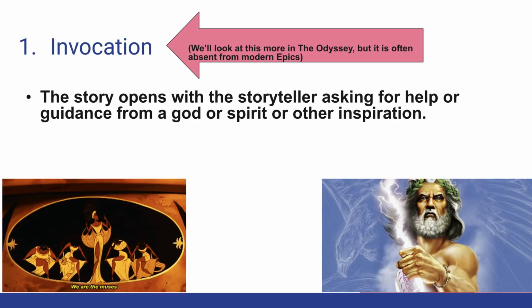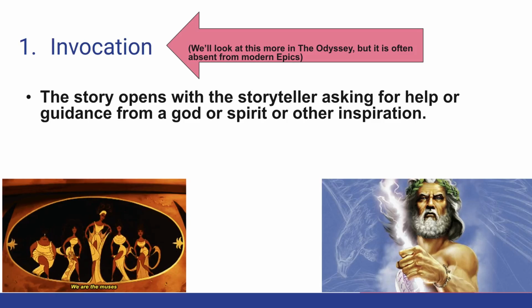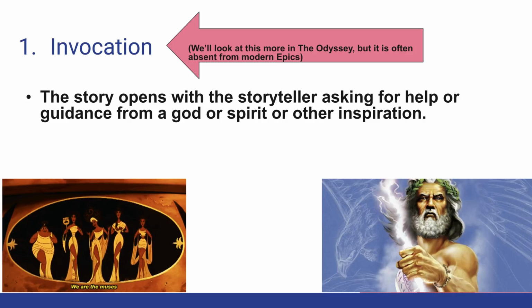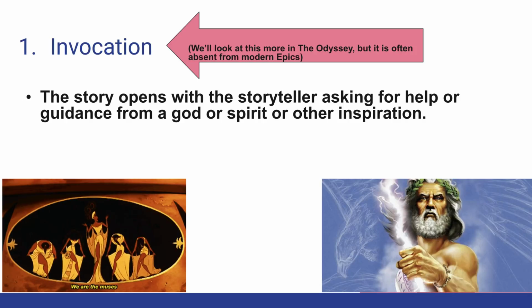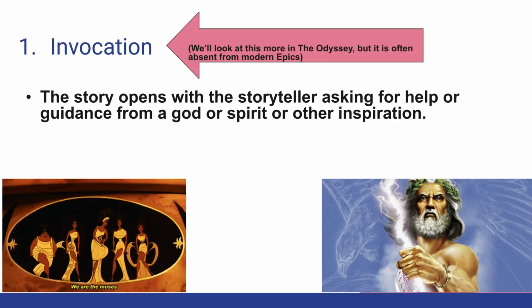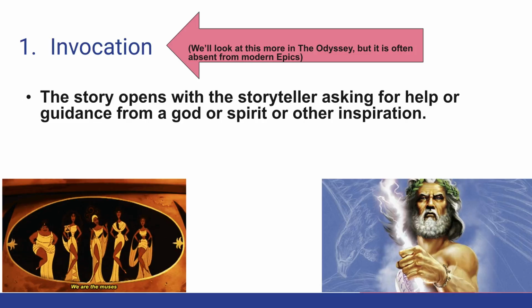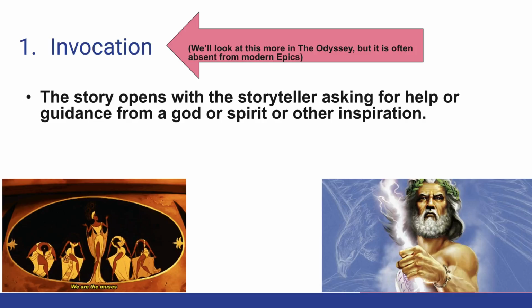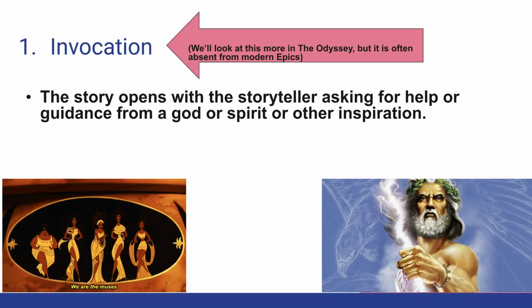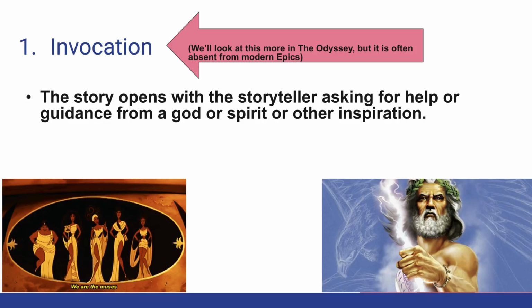So the first one is called invocation. It's when the story opens with the storyteller asking for help or guidance from a god or spirit or other inspiration. We'll look at this more closely in the Odyssey, but it is often absent from modern epics. Typically, a lot of epic poems, or even just Greek literature and drama to begin with, start with them calling on the muses to help guide them to tell this story, or calling on Zeus or Athena or any of the gods or goddesses to help them make sure they tell this story well.